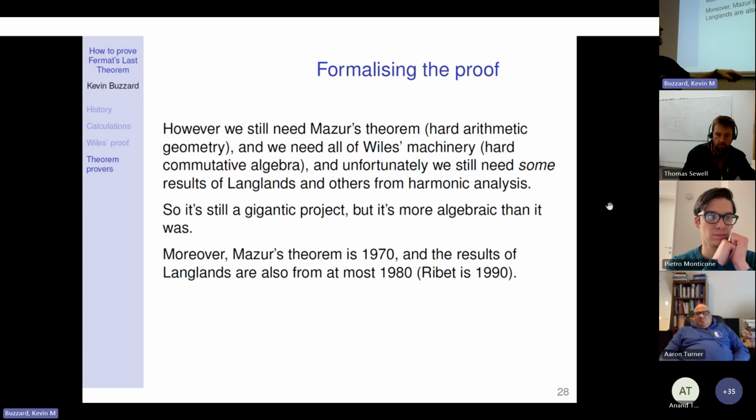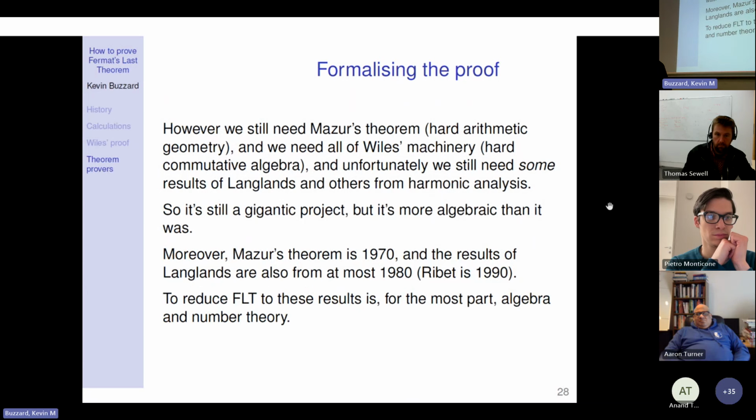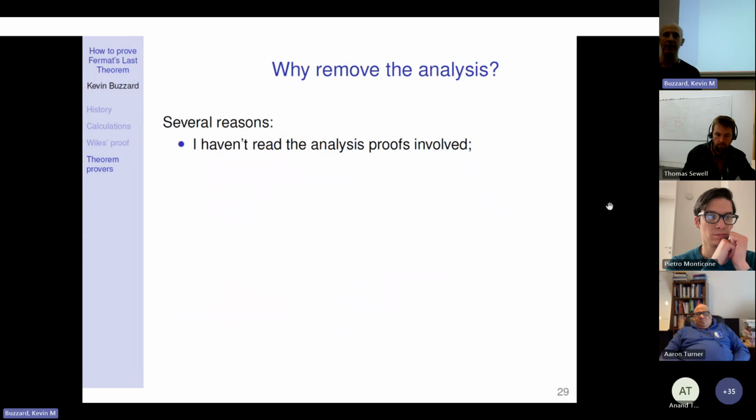And it also means the results that we need are historically earlier. Mazur's theorem is 1970. The Langlands results we need are from 1980. And if we can get to 1980 number theory, I'm going to come down, and other people are going to build up. If we can get to 1980 number theory, then we've won. And getting down to 1980 number theory is mostly going to be algebra and number theory, which in my experience, in Lean at least, is much easier to formalize.